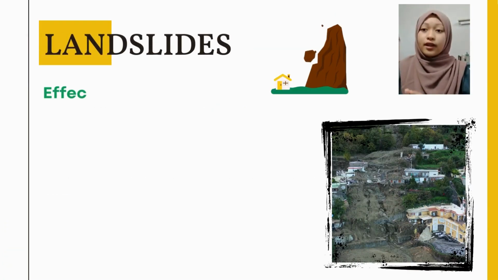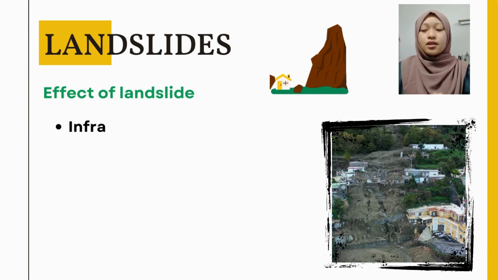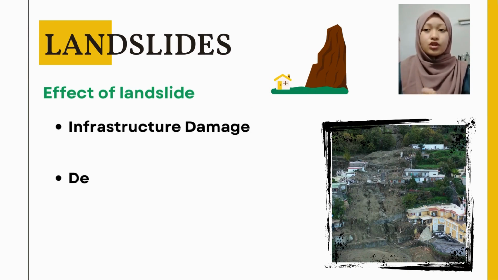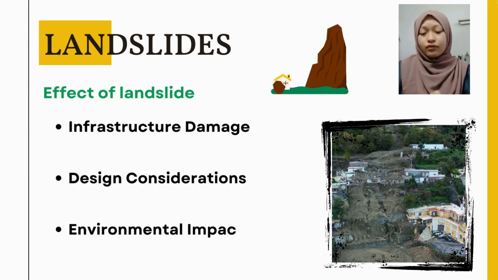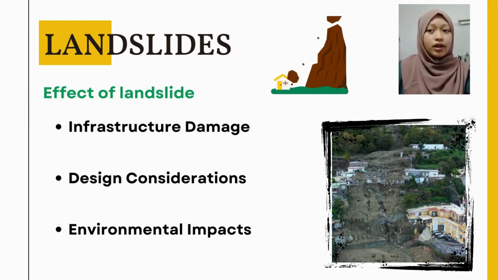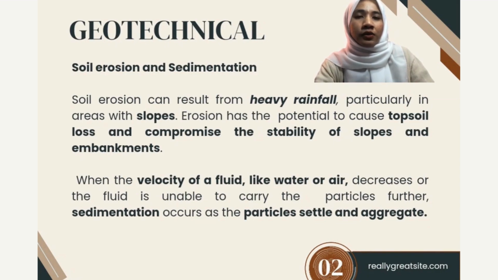For the effect of landslides, infrastructure damage can be extensive to roads, bridges, tunnels, railways, pipelines, dams, retaining walls, buildings, utilities, and other critical infrastructure. For design considerations, it can influence the design, construction, and maintenance of civil engineering projects, and engineers have to consider site-specific geological conditions. For the environmental impact, consequences include habitat destruction, loss of biodiversity, soil erosion, water quality degradation, and alteration of landscape. Last in geotechnical: soil erosion and sedimentation.